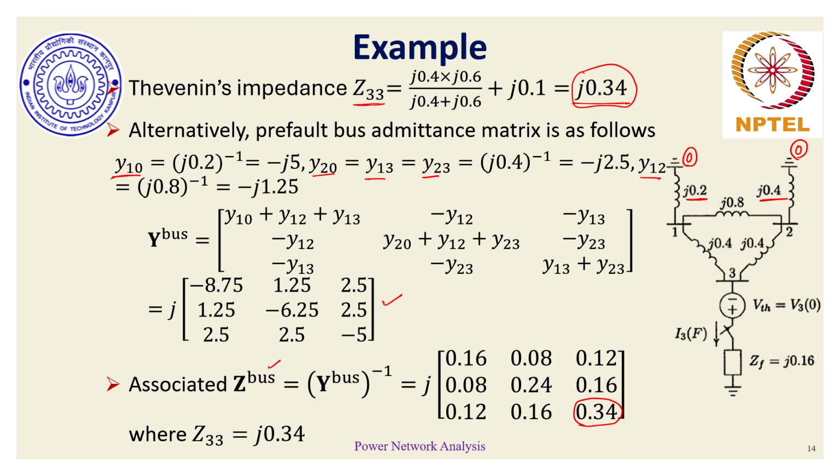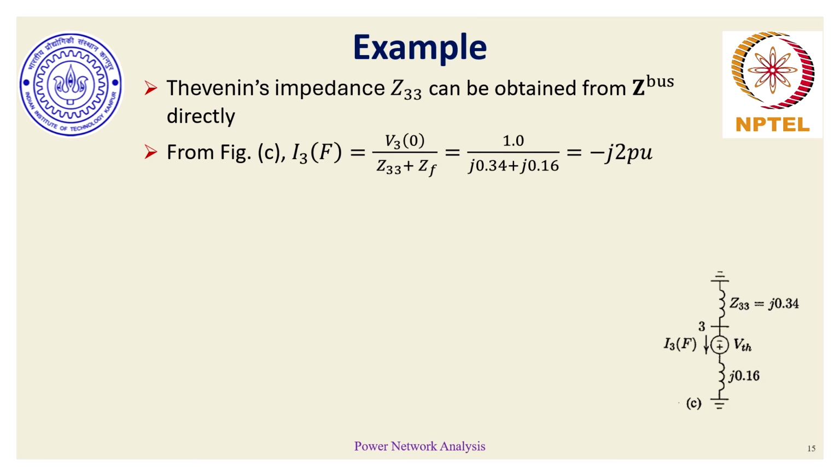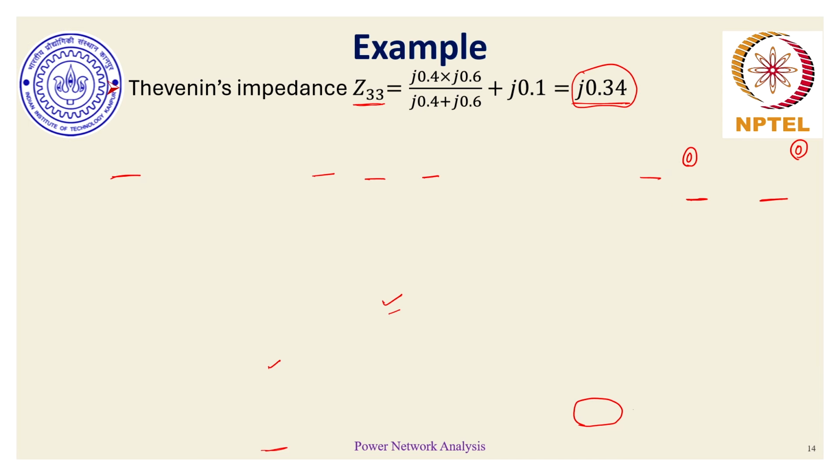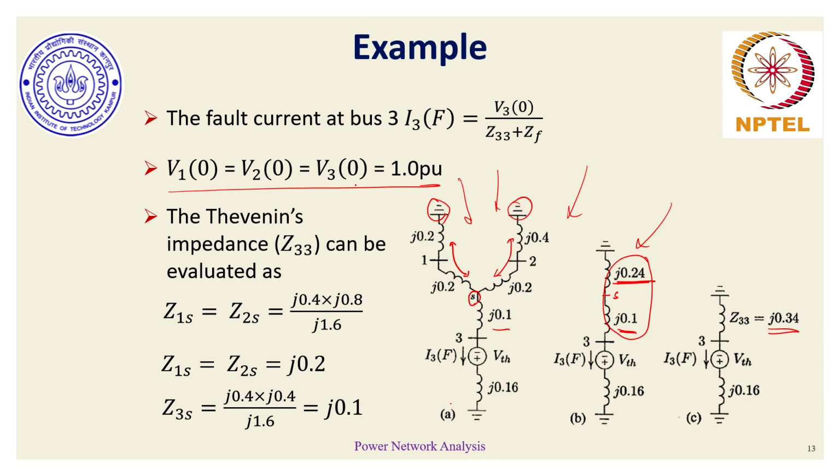The simpler exercise is to find the Y bus, keeping in view that the generators are marked by their internal subtransient reactances, and find the corresponding Y bus, take the inverse, you will directly get the Thevenin impedance. So once we know the Thevenin impedance, our pre-fault voltages are all 1 at an angle 0. I think I have missed that part here. Yes, it was given over here.